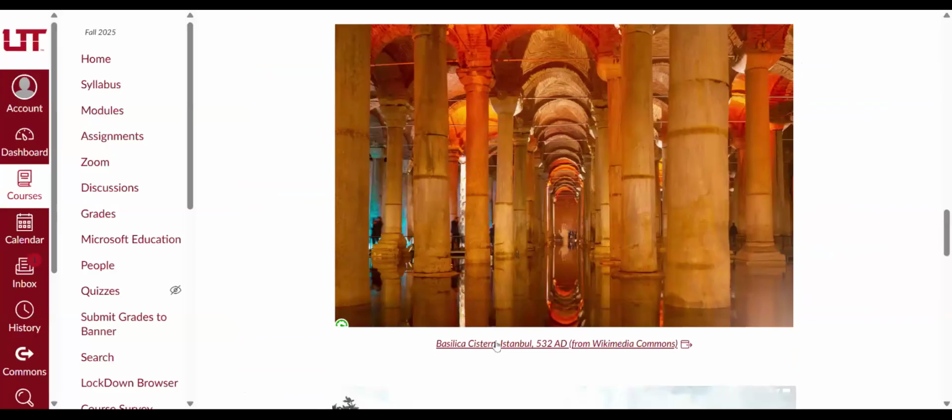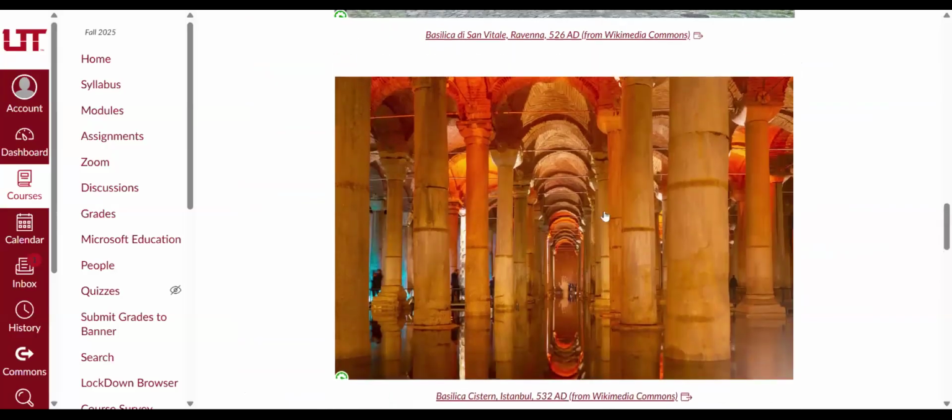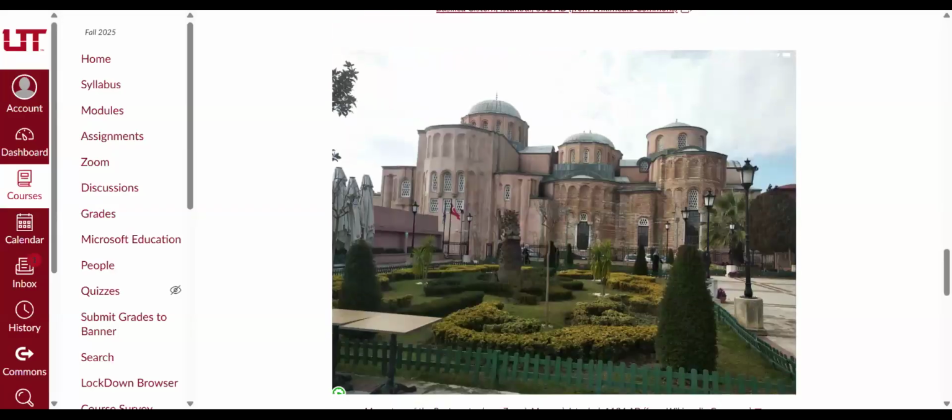This is the Basilica Cistern in Istanbul. And this is an example of Byzantine architecture as well, but from underneath. And you can see again those Greek-inspired columns, like Lindsay's talking about, and the Roman-style arch, that Greek kind of brickwork that Lindsay was talking about as well. And this is a really good example of the underbelly of Byzantine architecture.